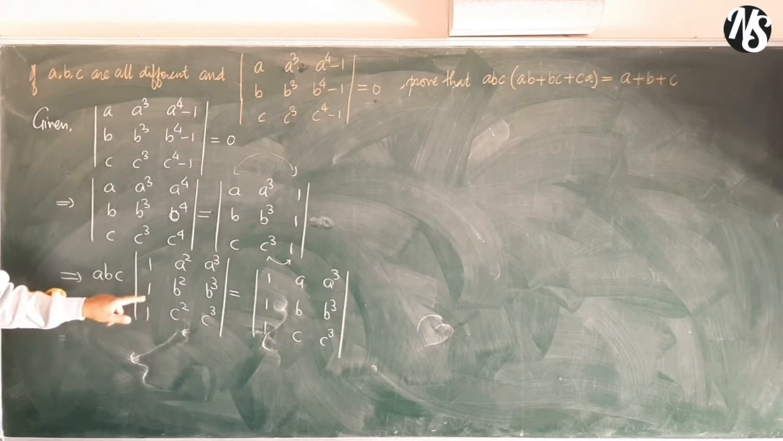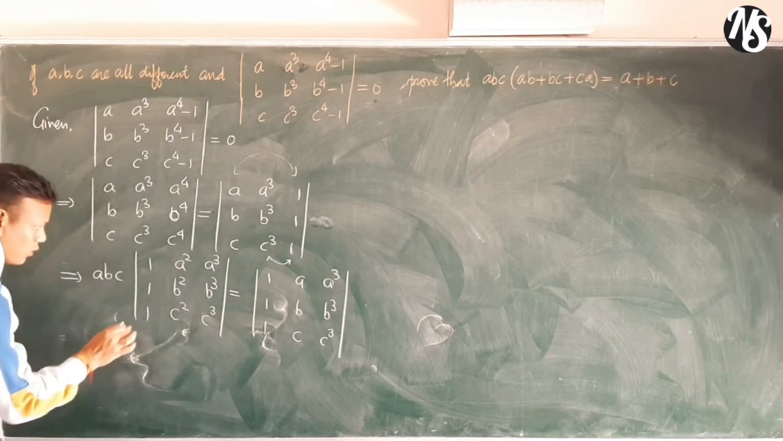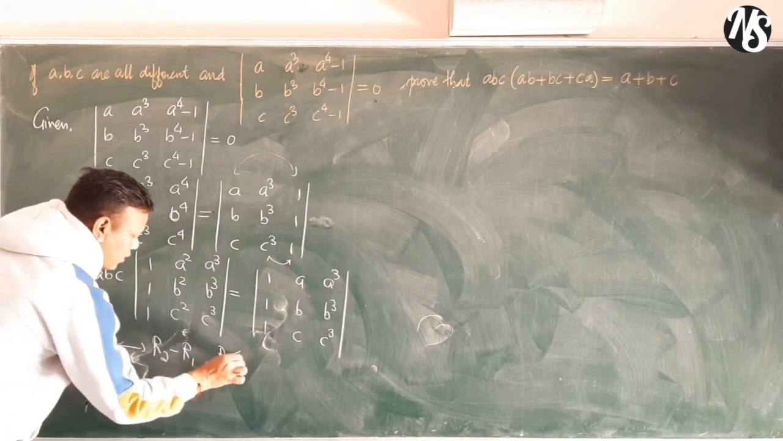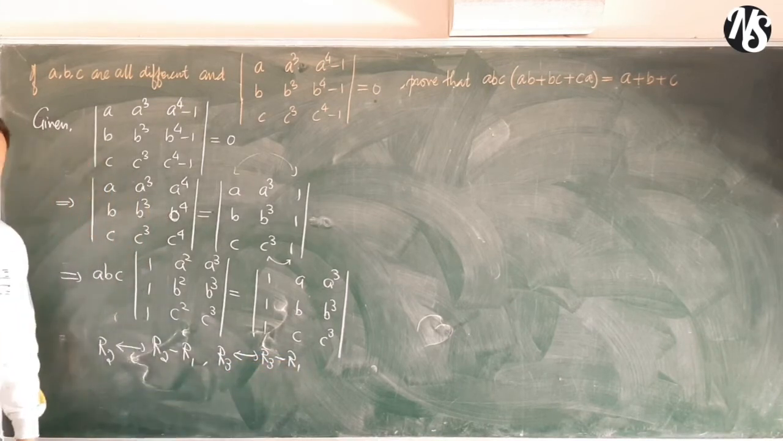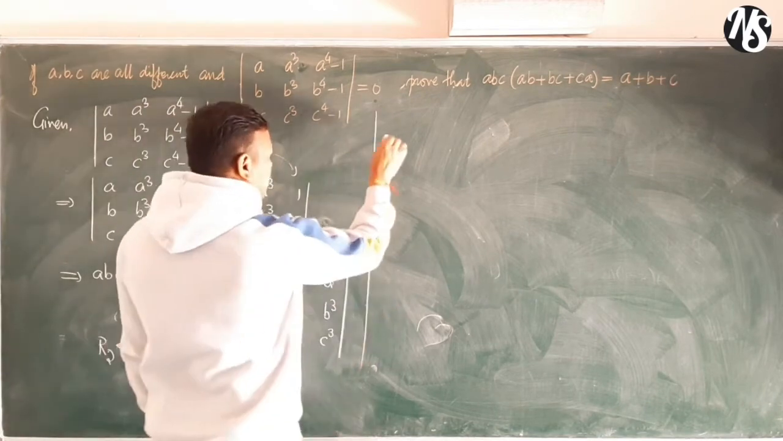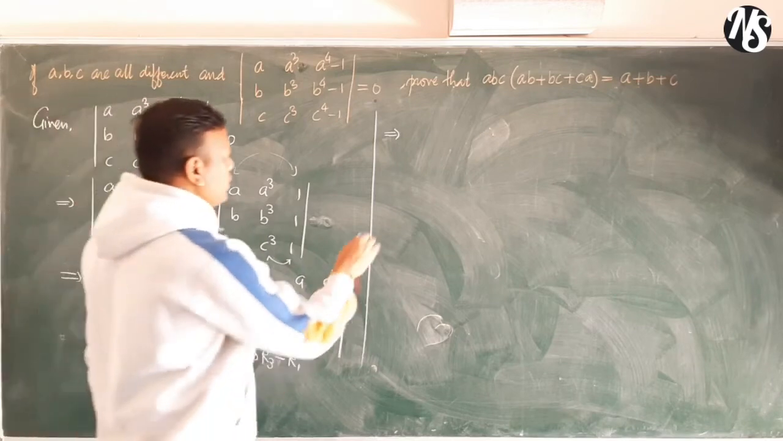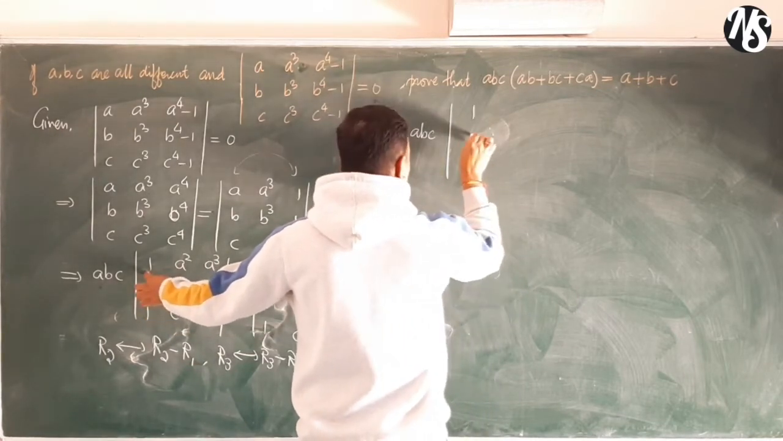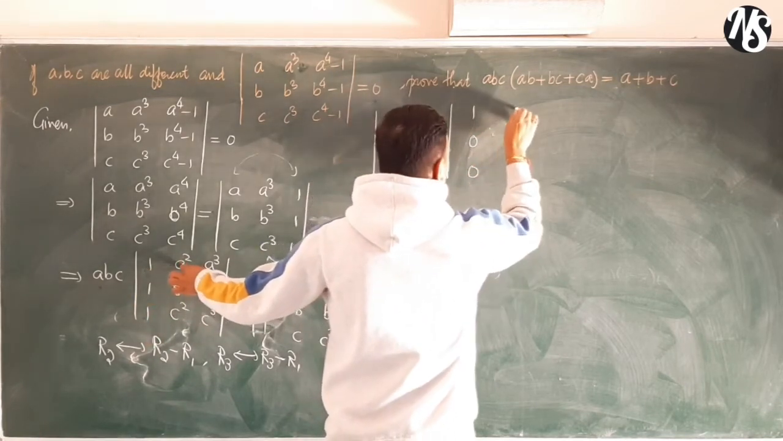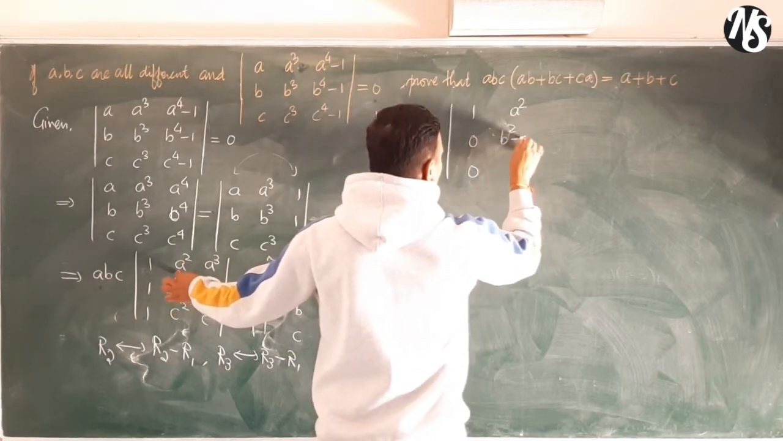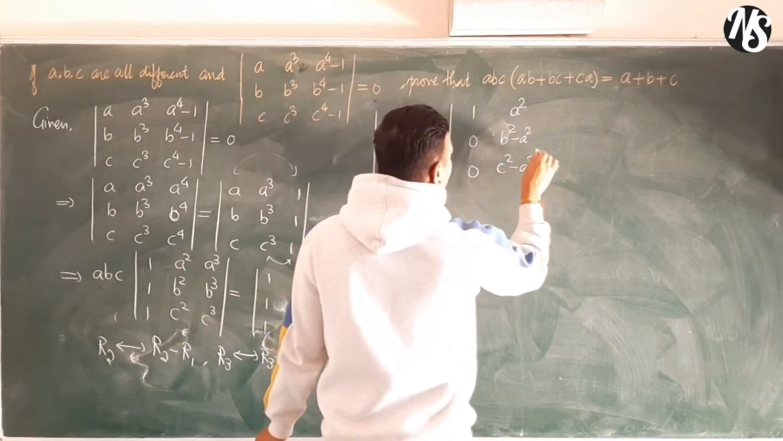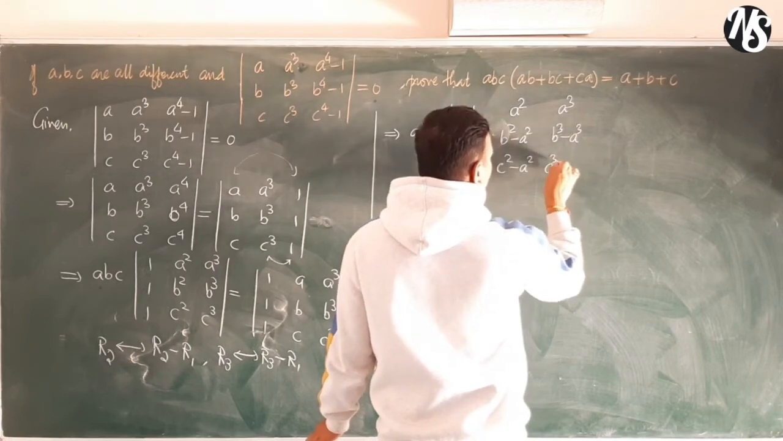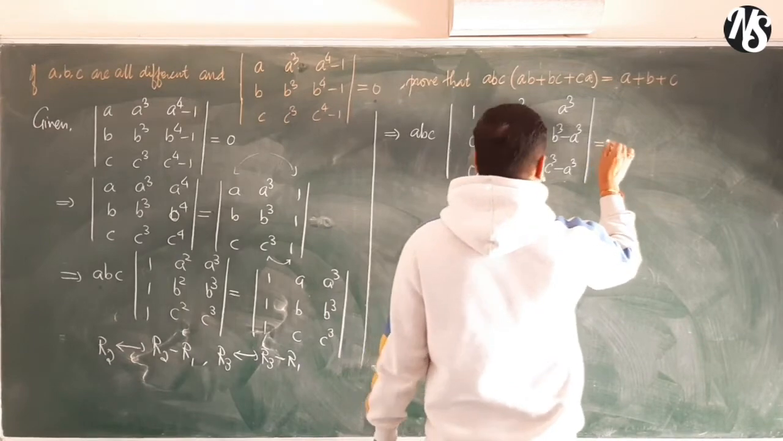Now here, let's make this 0. The operation that I'm going to do here is: row 2 becomes row 2 minus row 1, and row 3 becomes row 3 minus row 1. Let's see what we get now. ABC is already there, so no change in the first row, right? So this minus this is 0, this minus this is 0, so b square minus a square, c square minus a square. Similarly, b cube minus a cube, and similarly c cube minus a cube. That's what we get, which is equal to the same thing we can do here as well.